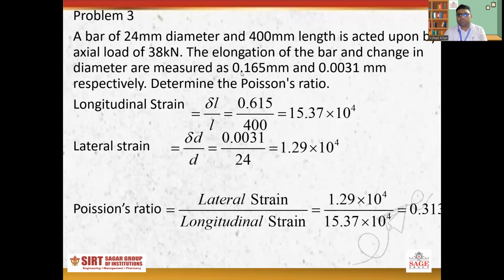Let's solve it simply. We have the change in length, 0.165, and the length of the bar is given as 400. Divide this and we get the longitudinal strain. Similarly, we can calculate the lateral strain upon the diameter, which is 24. And the Poisson's ratio is lateral upon longitudinal, this one upon this. So this 0.313 is called the Poisson's ratio of the given material.